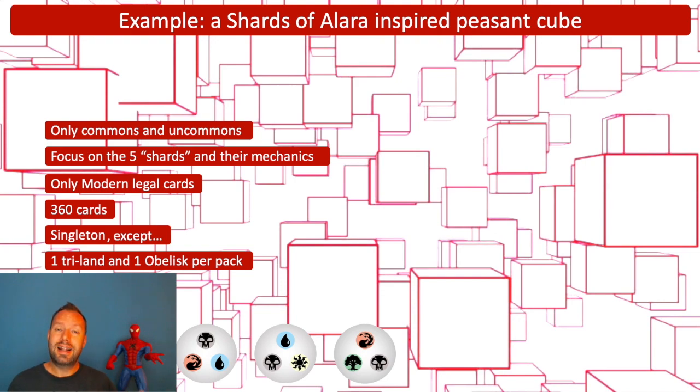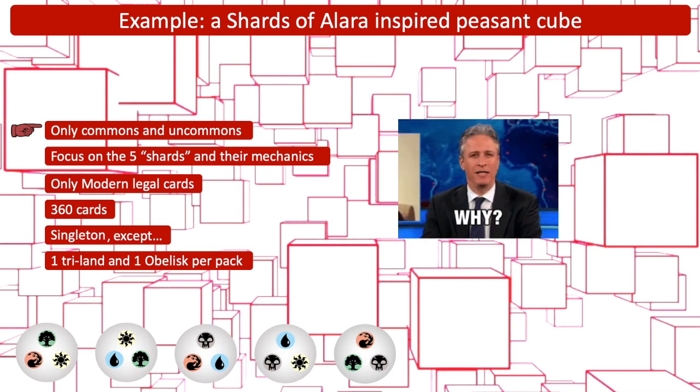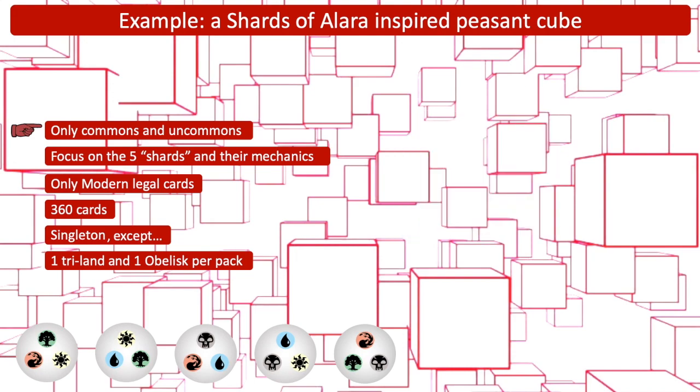As an example, let's go over that shards cube that I just described and see whether or not those restrictions are sensible and why you might want those. The first one is all commons and uncommons. Is this to keep the cost down? Or maybe to have a flat power level? Or maybe for drafts to feel more like normal limited?